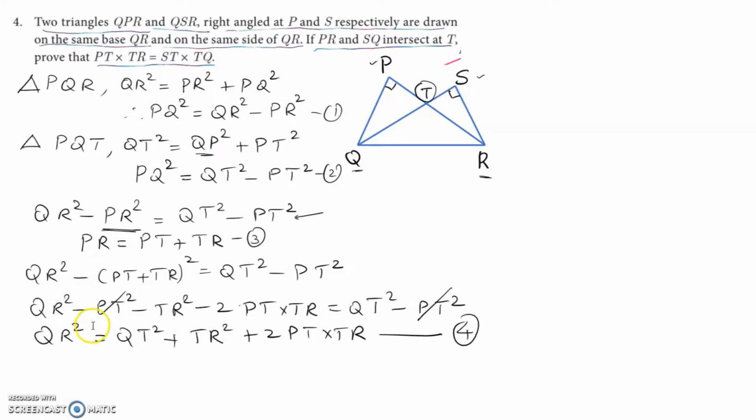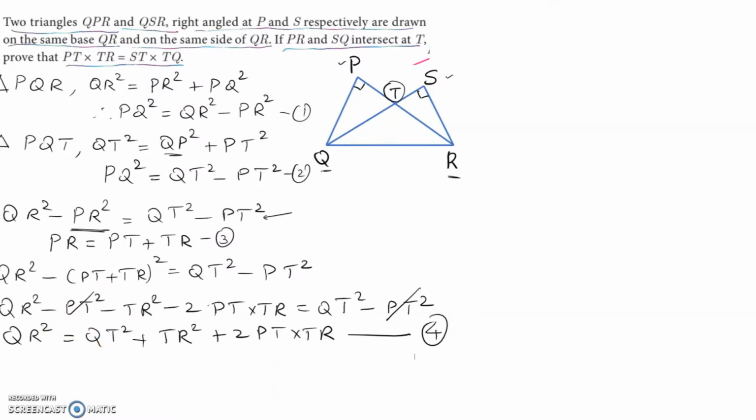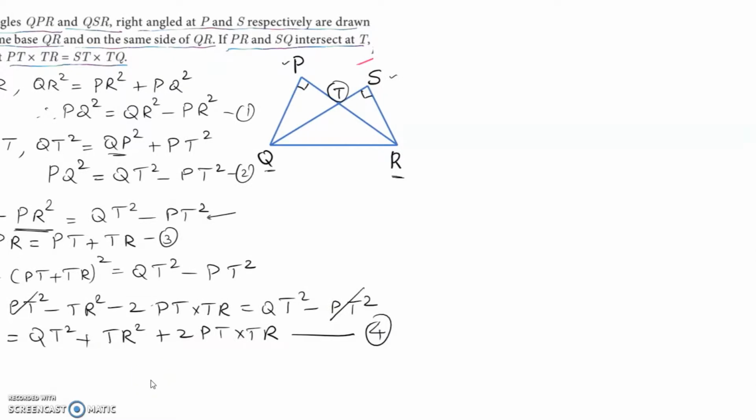Okay. Similarly, let's take triangle QSR, and it's also a right angle triangle. So our QR, which is the hypotenuse, is equal to QS squared plus SR squared. So our SR squared is equal to QR squared minus QS squared.